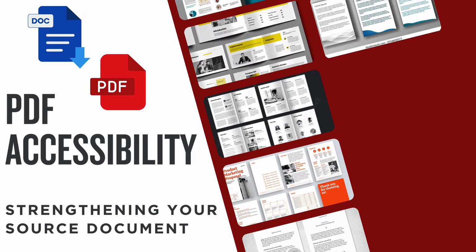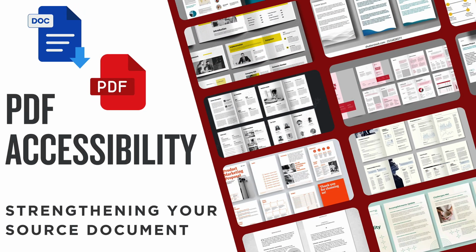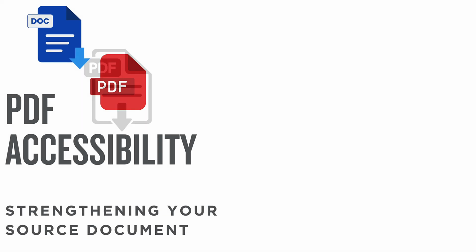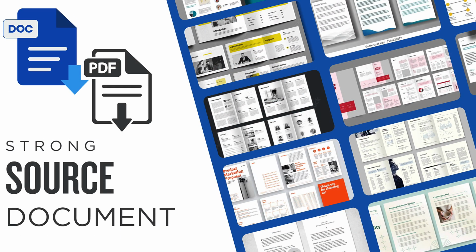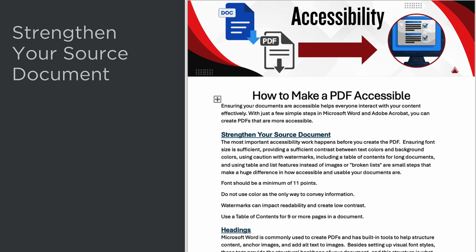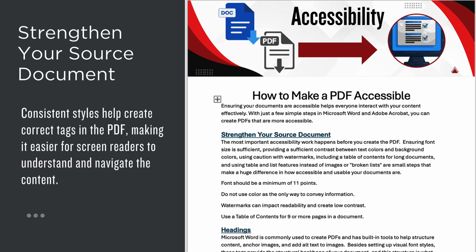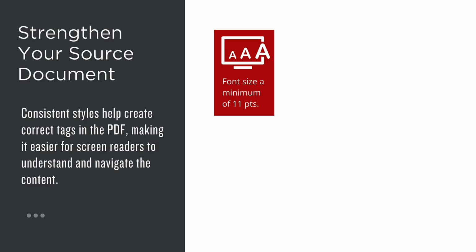Ensuring your documents are accessible helps everyone interact with your content effectively. With just a few simple steps in Microsoft Word, you can create PDFs that are more accessible by strengthening your source document. The most important accessibility work happens before you create the PDF.